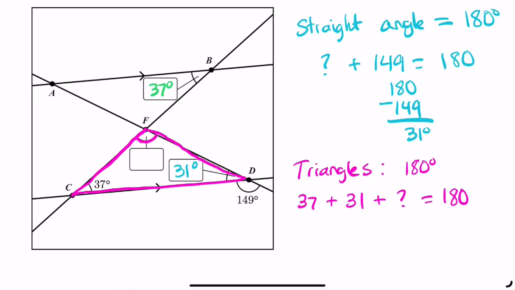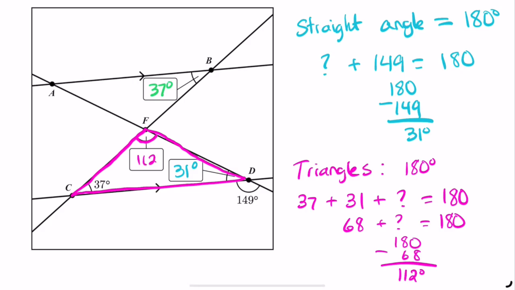However you want to do this, you will have a calculator, so you're welcome to use it, but also you should be able to do this without a calculator. You can add up those angles, 31 plus 37, that's 68 degrees. Subtract that from 180, and we'll get 112 degrees.